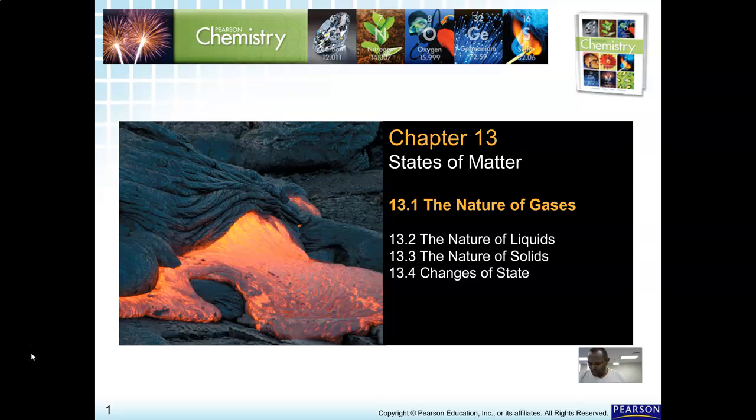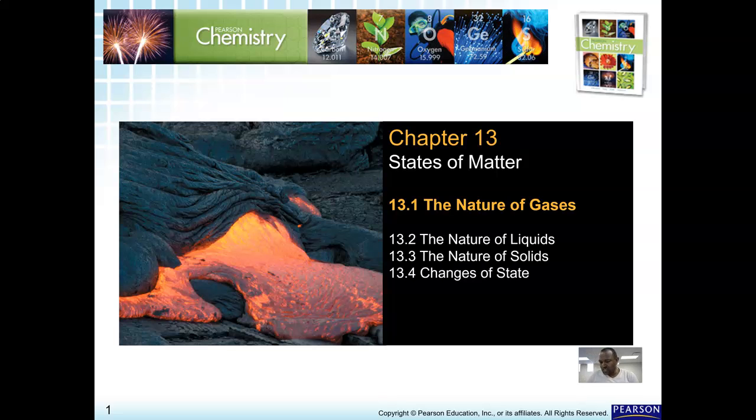Hello everyone. Today I'm going to present chapter 13 of chemistry, which is about states of matter. This chapter has four subtopics. The first one is the nature of gases, the second one is the nature of liquids, the third one is the nature of solids, and the fourth and last section is change of states.